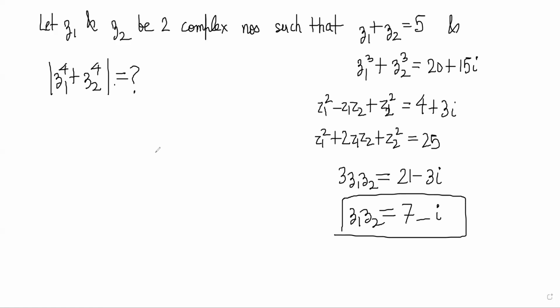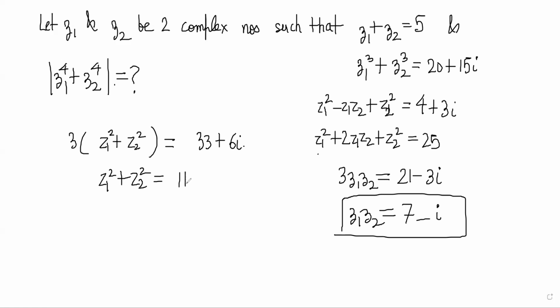तो you'll get Z1 स्क्वायर प्लस Z2 स्क्वायर। 2 Z1 square plus Z2 square plus Z1 square plus Z2 square. So 3 times. You will get 8 + 6i. So 33 plus 6i. So 3 Z1 square plus Z2 square is coming out to be 11 plus 2i.